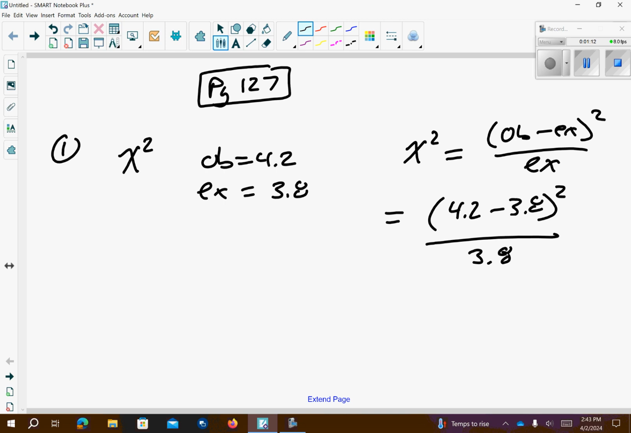All right, so I'm going to go 4.2 minus 3.8 on a calculator. That comes out to 0.4, and then 0.4 squared gives me 0.16 over 3.8. If I divide that by 3.8, I'm going to come up with 0.04. So this becomes our chi-squared value.